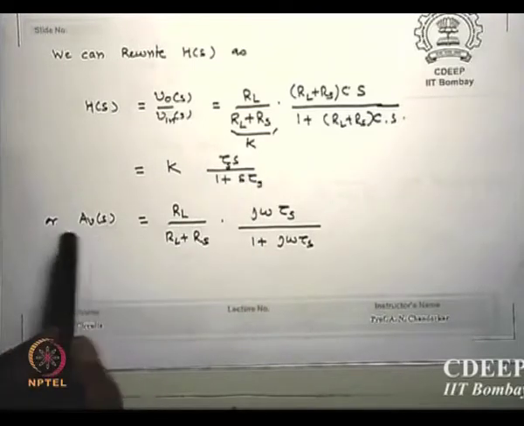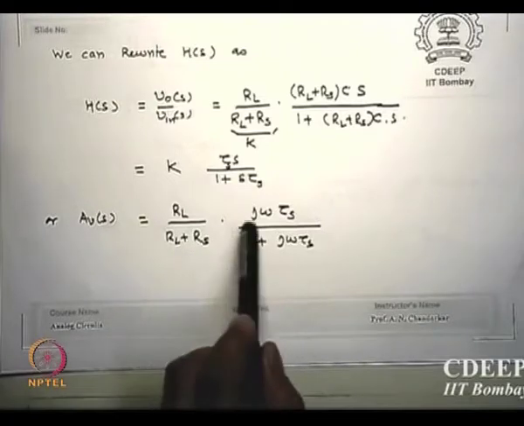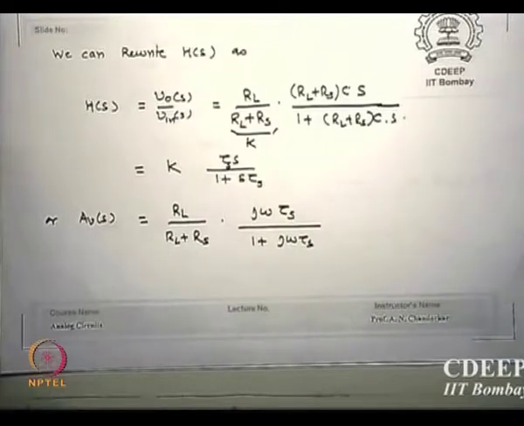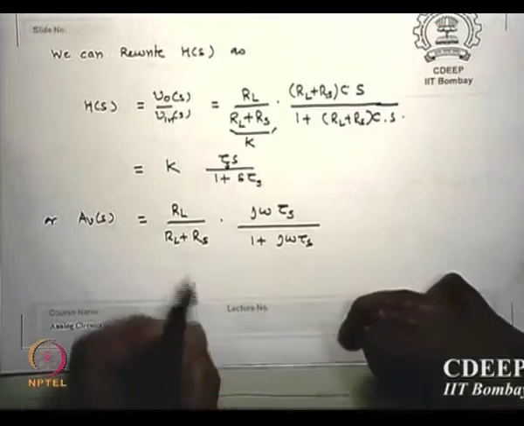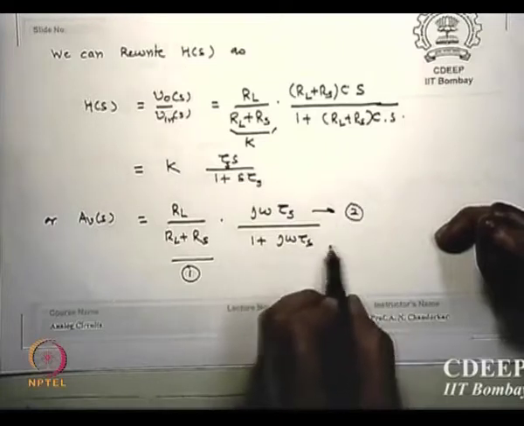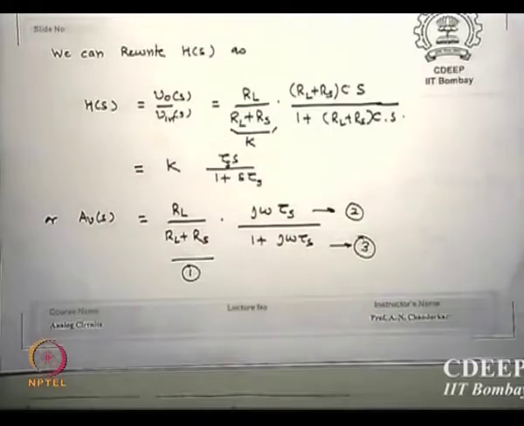So if the transfer function is a voltage gain, then AV of S is RL upon RL plus RS times j omega tau s upon 1 plus j omega tau s. Is that correct? Now one can see you have 3 terms here. What are the 3 terms you see? One is this term, the second is this term, and the third is this. Are you sure? You have 3 terms that can be seen independently, 1, 2 and 3.